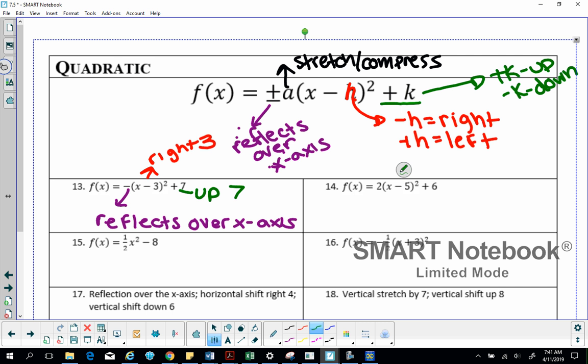Okay, I want to try the next one. What's my transformations? What does the 2 mean? Well, we don't know. Okay. Brandon, why don't you try this one? What's the 2 mean? Thank you. Stretches 2. What does the minus 5 mean? Beautiful.